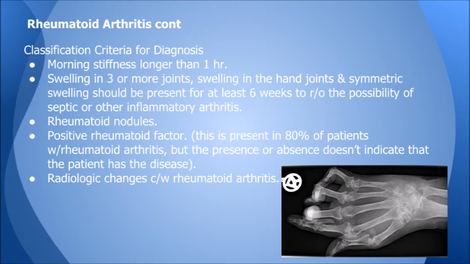If you have morning stiffness that lasts longer than an hour, swelling in 3 or more joints, usually in the hands, or symmetrical, a positive rheumatoid factor, which is a blood test that they would take, and it's positive in 80% of patients with rheumatoid arthritis, but it does not indicate that they actually have the disease. So with that being said, you could have a positive rheumatoid factor but not actually show signs or symptoms.